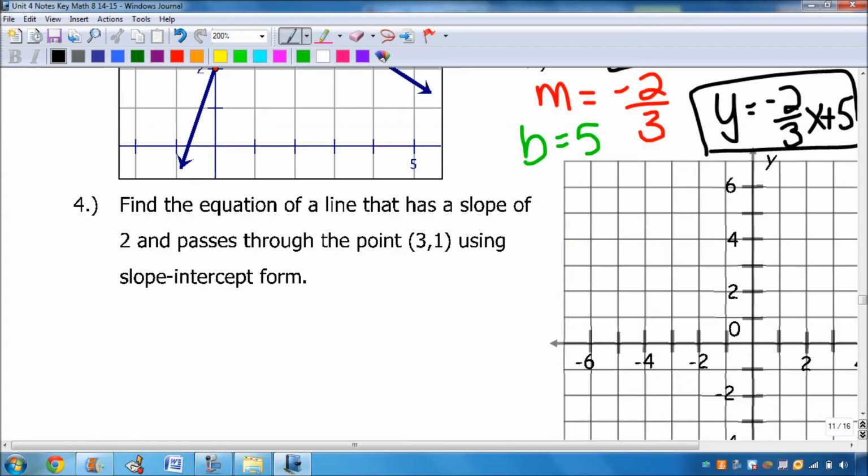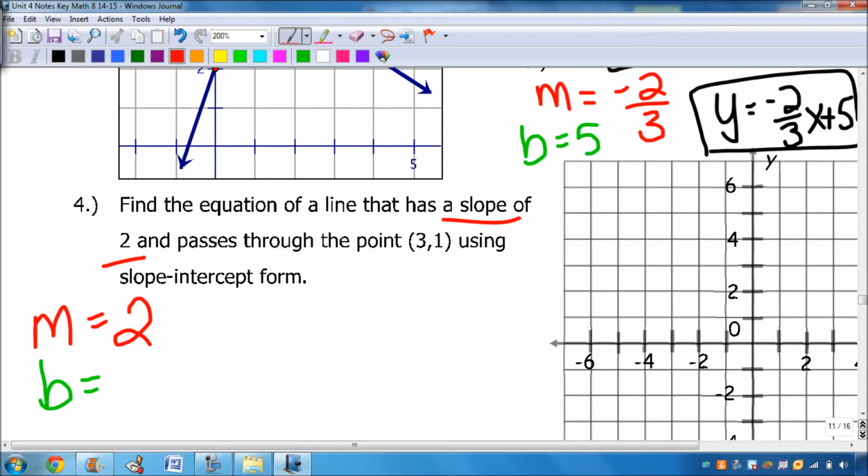All right, so now in question number 4, it says find the equation of a line that has a slope of 2 and passes through the point (3, 1) using slope-intercept form. This is where things get a little bit more difficult. So, same thing, you need to know what the m is, and you need to know what the b is. If you read through the problem, it tells you what the m is. It tells you that the slope is 2, so m equals 2, all right?